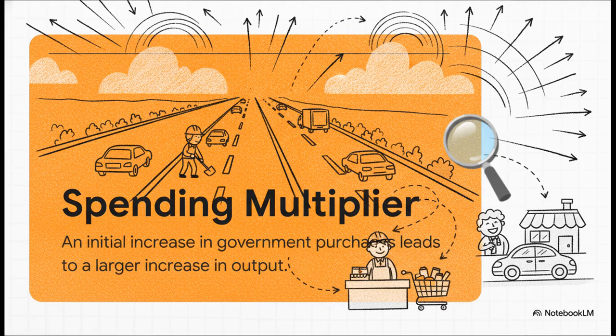Say they spend $1 billion on a new highway. That pays construction workers, who buy groceries, which pays the grocer, who buys a new car. It creates this powerful ripple effect. An initial injection stimulates a much larger total increase in production and income.